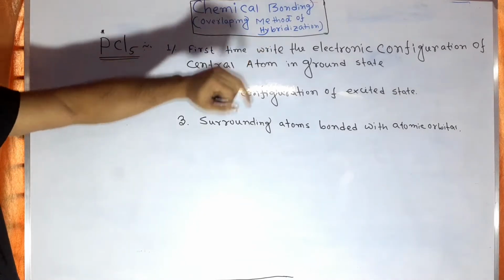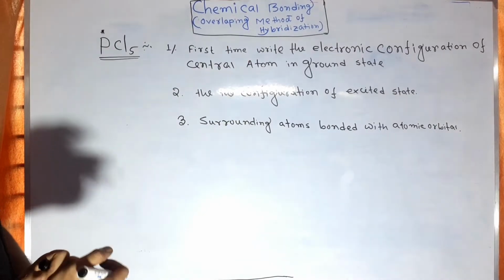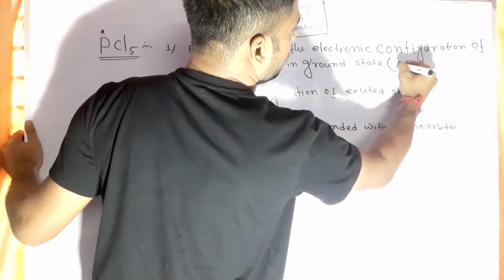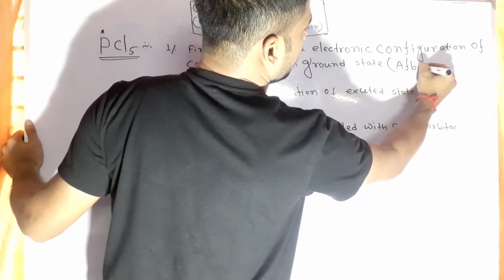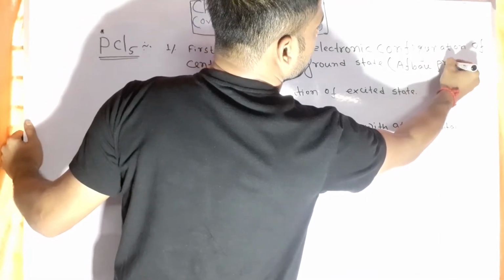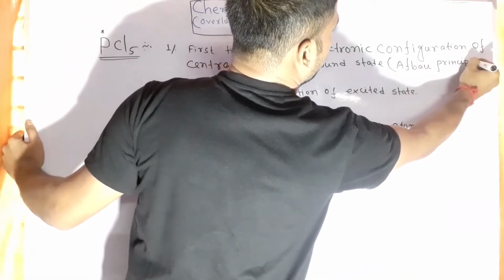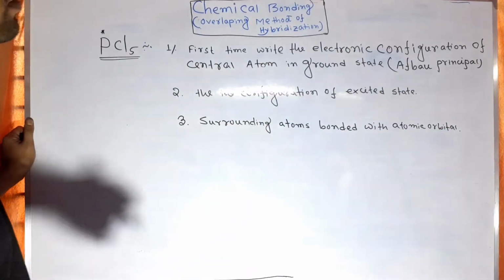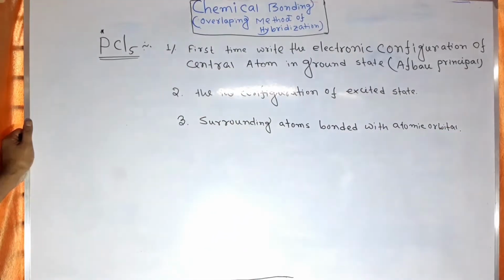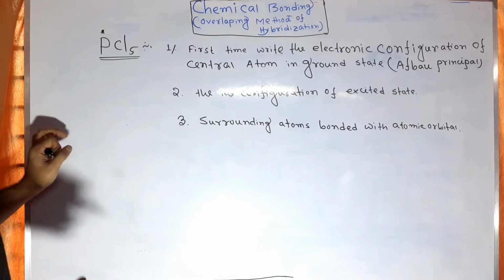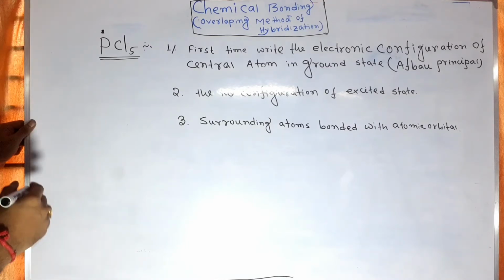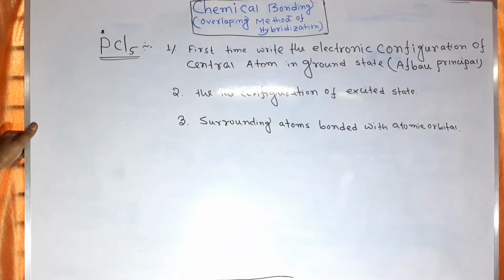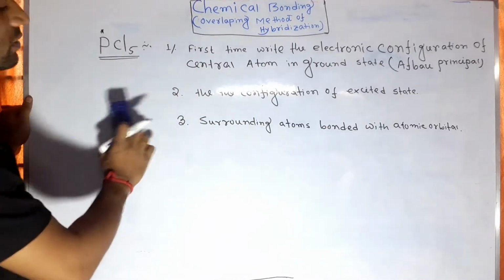First, you write the electronic configuration of the central atom in ground state according to the Aufbau principle. Then the next process, the configuration of the excited state. Then the last process is that the surrounding atoms are bonded with atomic orbitals. This is the 3 procedure. Next, follow this system.